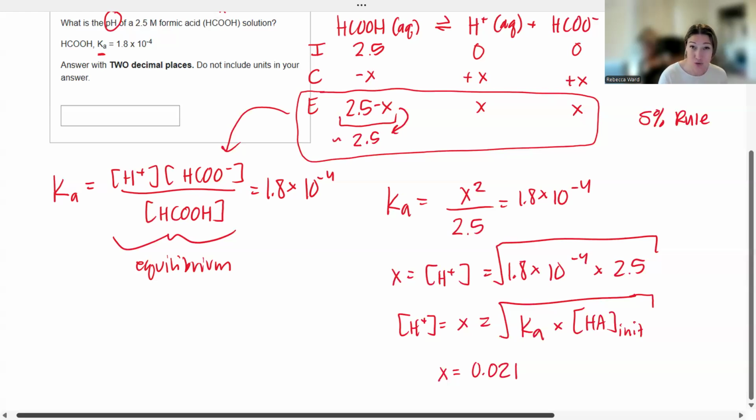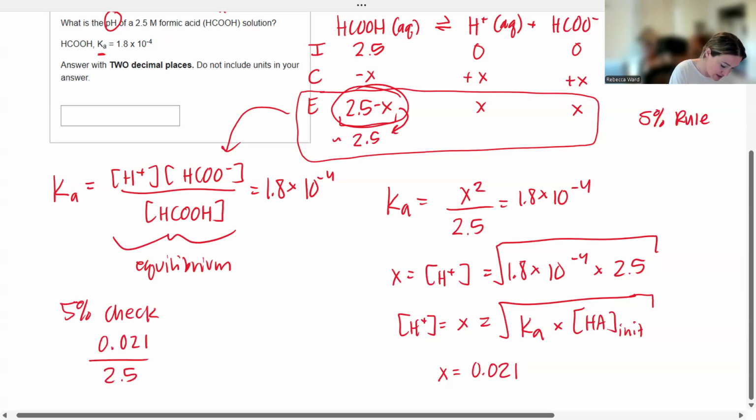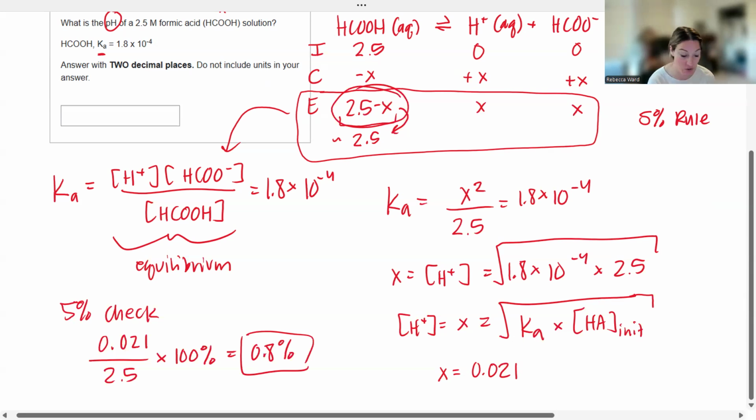And we just want to check, was that a good assumption? Is it much less than 2.5? And yeah, 0.021 is way smaller than 2.5. If you want to quantify it, we do our 5% check: 0.021 divided by 2.5 times 100%. This was a mere 0.84%, so much, much less than 5%. So yes, that means the math is going to math for us. It didn't really matter that we dropped that x term because it was so small. So I feel good about this number.